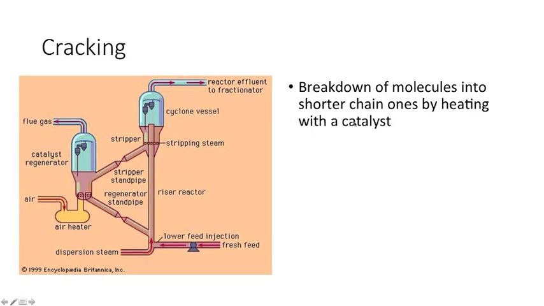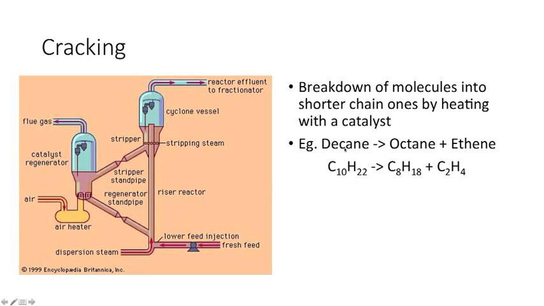Cracking is basically the breakdown of molecules into shorter chain ones by heating with a catalyst. Effectively what we have is a reactor where we're putting in our feedstock and our steam here, and this is where the cracking actually takes place. Then we have here our stripping steam, and our cracked products come out. All this stuff is our catalyst regenerator. What we're doing is we clean the catalyst, and it can come all the way back round and be used again, which is very useful.